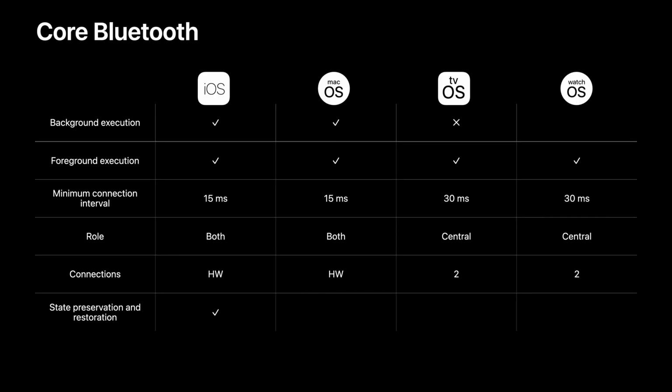Here's a table showing the differences between platforms. These are the currently supported configurations for Bluetooth Low Energy. Last year, we introduced background app refresh for watchOS as a new background execution mode. This year, if you own a Series 6 and above, we improve background execution with timely alerts, as we described today.